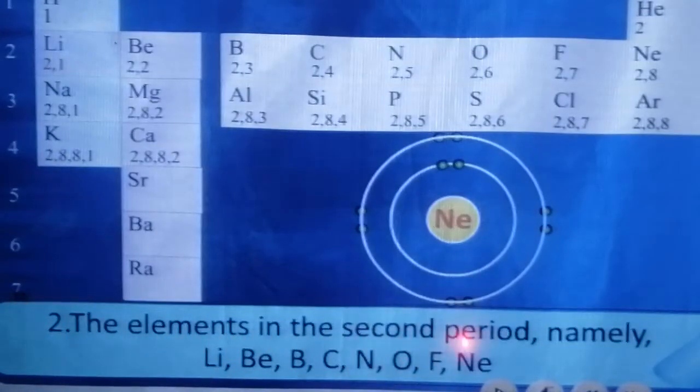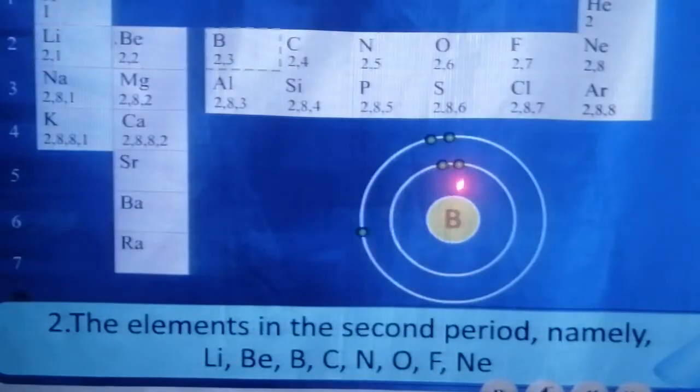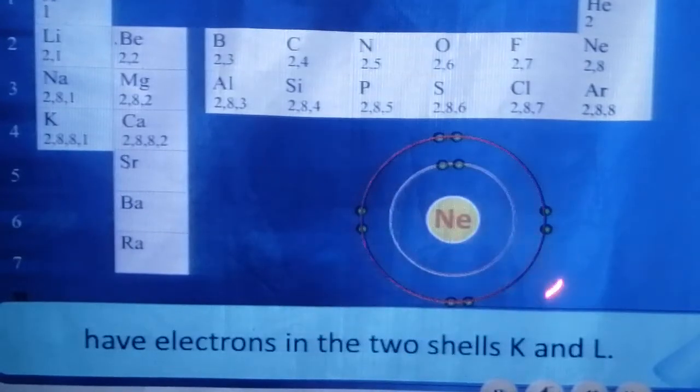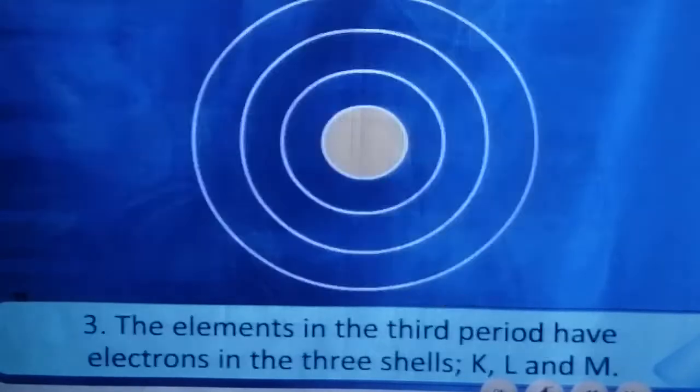The elements in the second period, namely lithium, beryllium, boron, carbon, nitrogen, oxygen, fluorine, neon, have electrons in two shells, K and L. Look here: this is the K shell and this is the L shell. The first shell is denoted by K, the second shell is denoted by L, the third is M, and the fourth is N. K, L, M, N are the four shells.